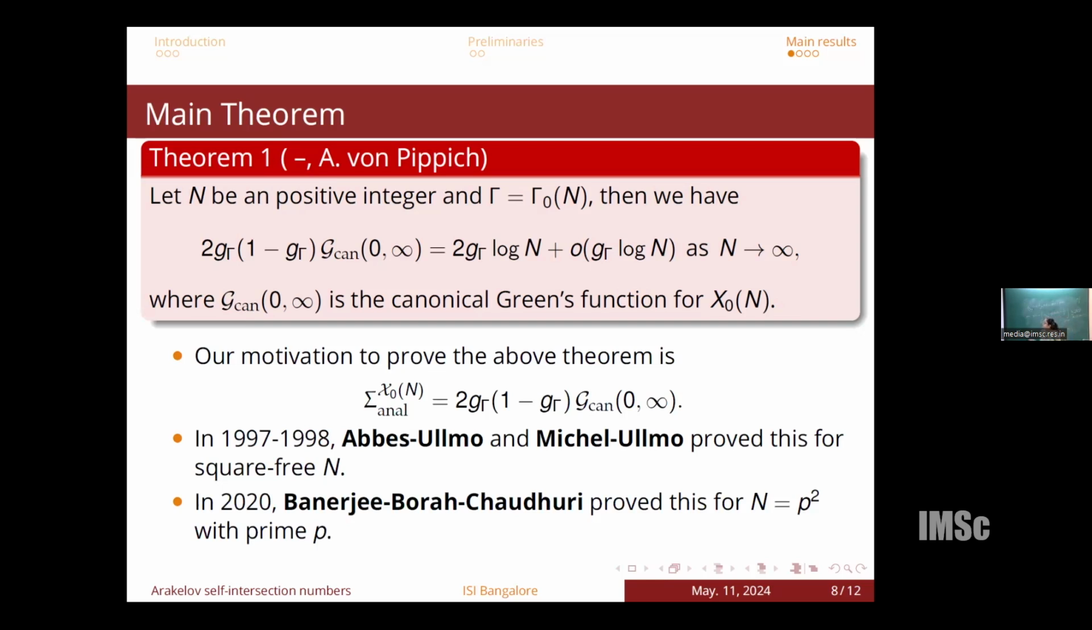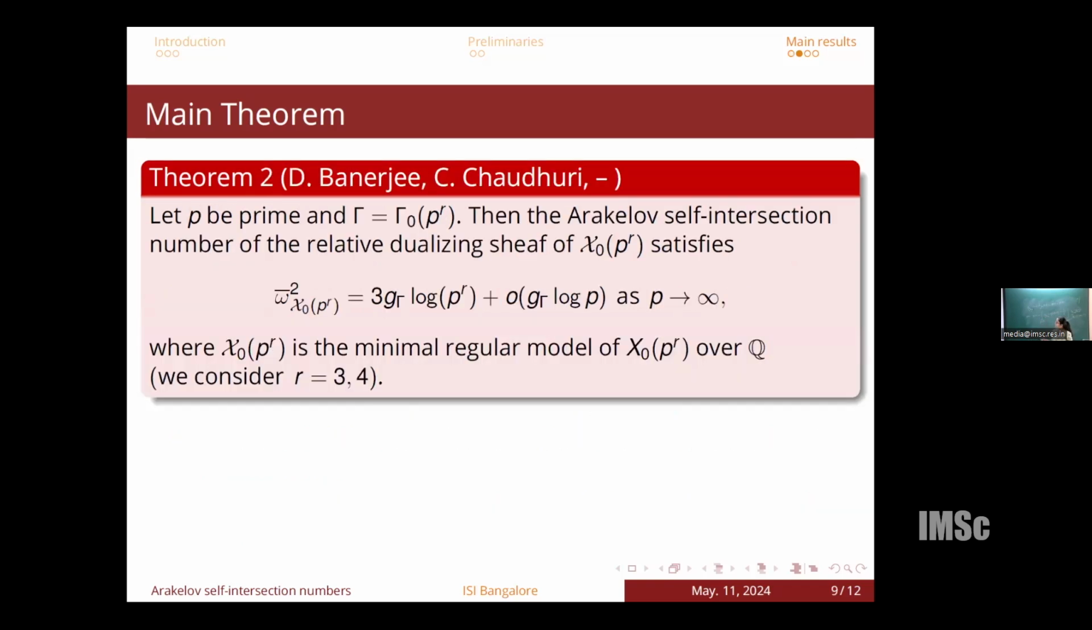Okay. So using this theorem, now I will give my second result, which is this. This is joint work with Debargha Banerjee and Chitrabhanu Choudhury. So I take any prime p and gamma as gamma naught of p power r. Then the Arakelov self-intersection number of the dualizing sheaf of curly X naught p power r satisfies this asymptotic formula. So here curly X naught p power r is a minimal regular model for this modular curve X naught p power r over Q. So for simplicity, we take r equal to 3 and 4.